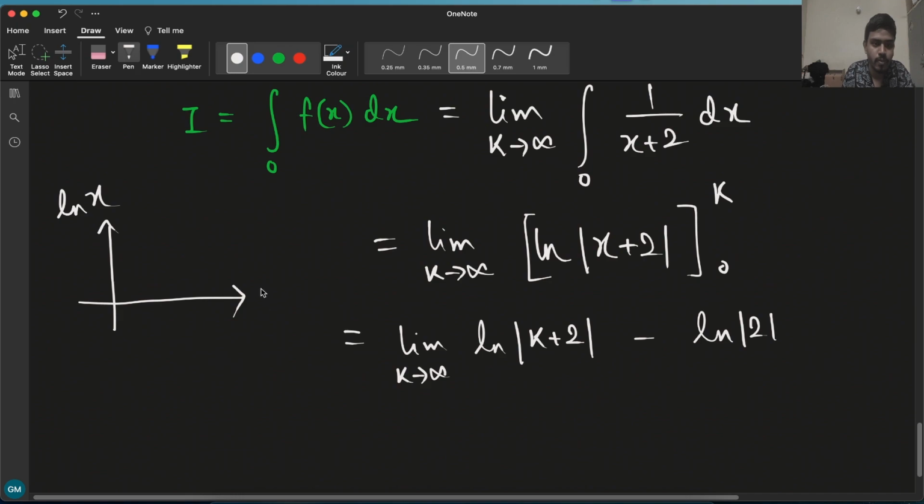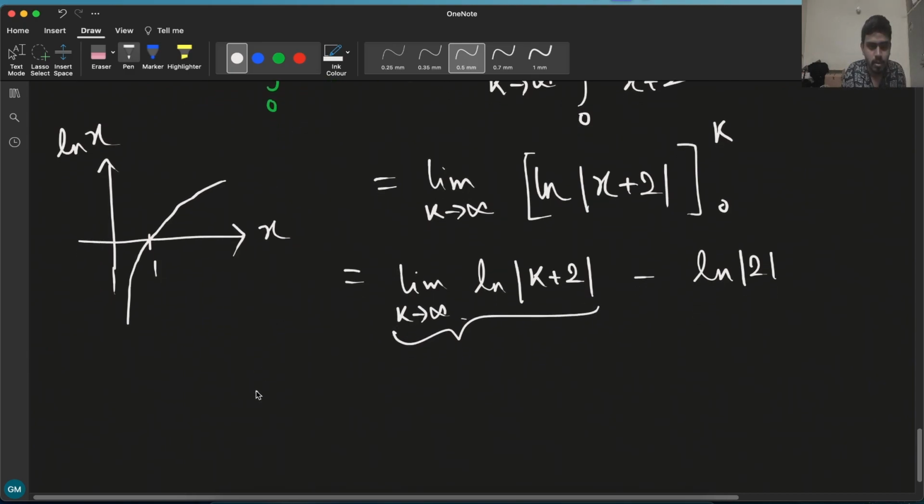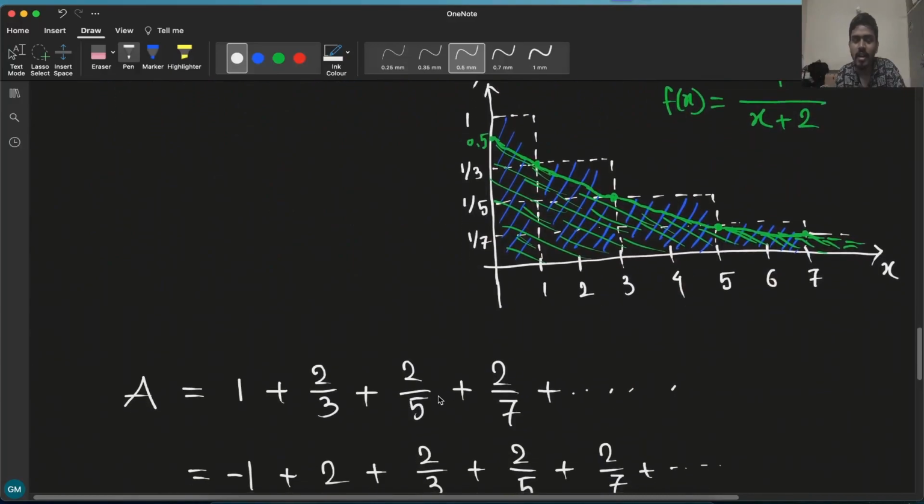And you know how the log function looks. So ln x, if this is x equals 1, then it looks like this. As x tends to infinity, ln x will also tend to infinity, right? So if k tends to infinity, then this term will tend to infinity. That means this I tends to infinity, so the area under the curve f(x), this green region, is tending to infinity.